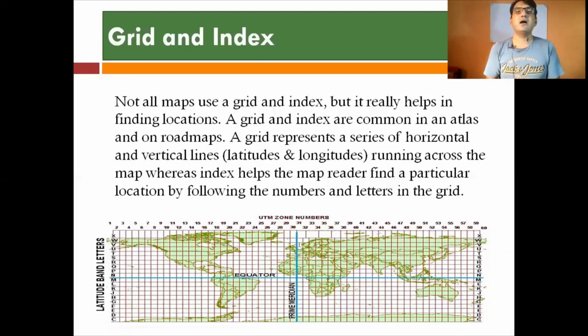Sometimes grids or indexes are substituted by the north arrow. If you have a north arrow, you can easily understand the direction of a place. But if you use the grid and index, it shows you the exact location and some other information. Not most maps use these.